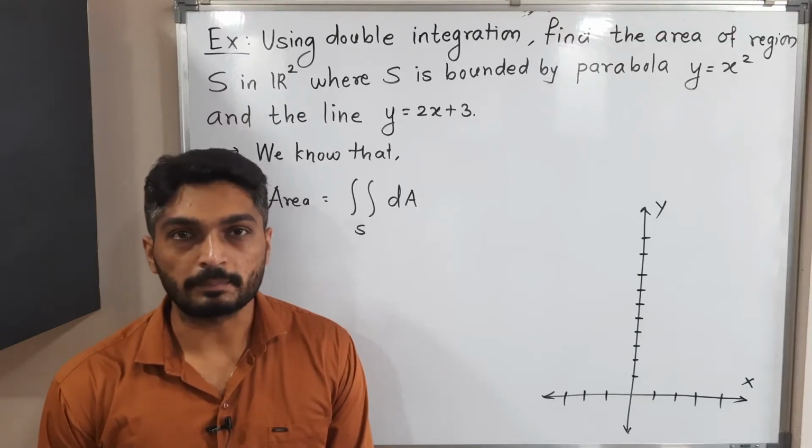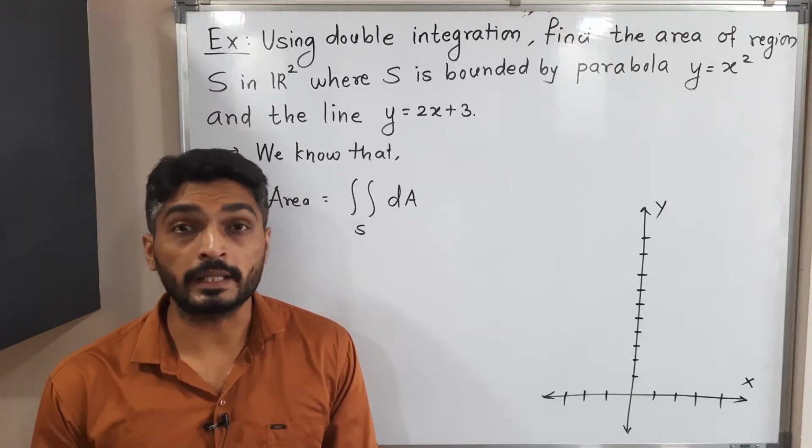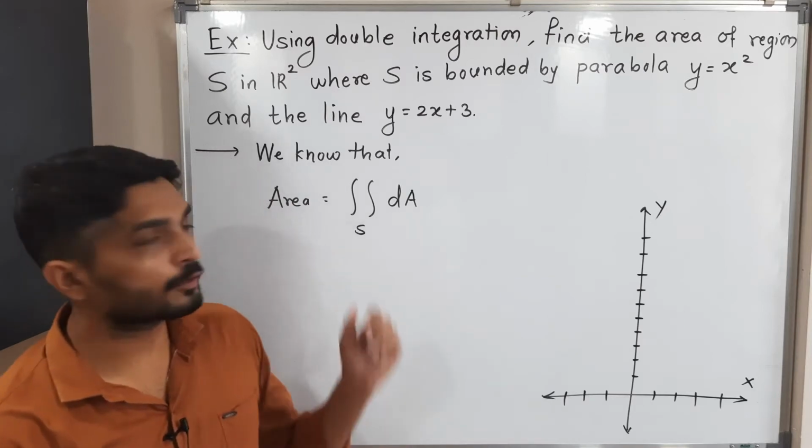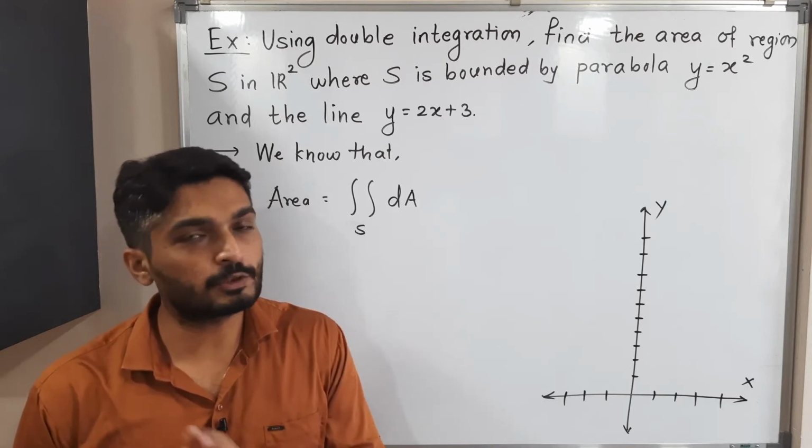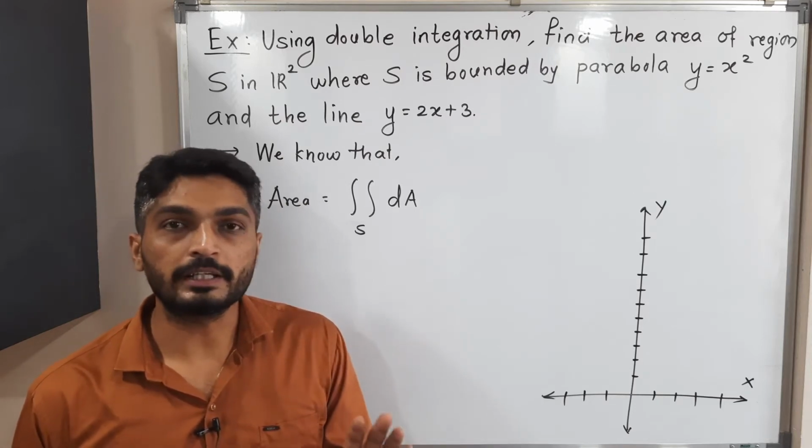Let us discuss this example. In this example, we have to find the area of a given region using double integration. So we have this formula to find area. The formula is very simple: double integration dA. There is no function. Getting? So double integration dA.